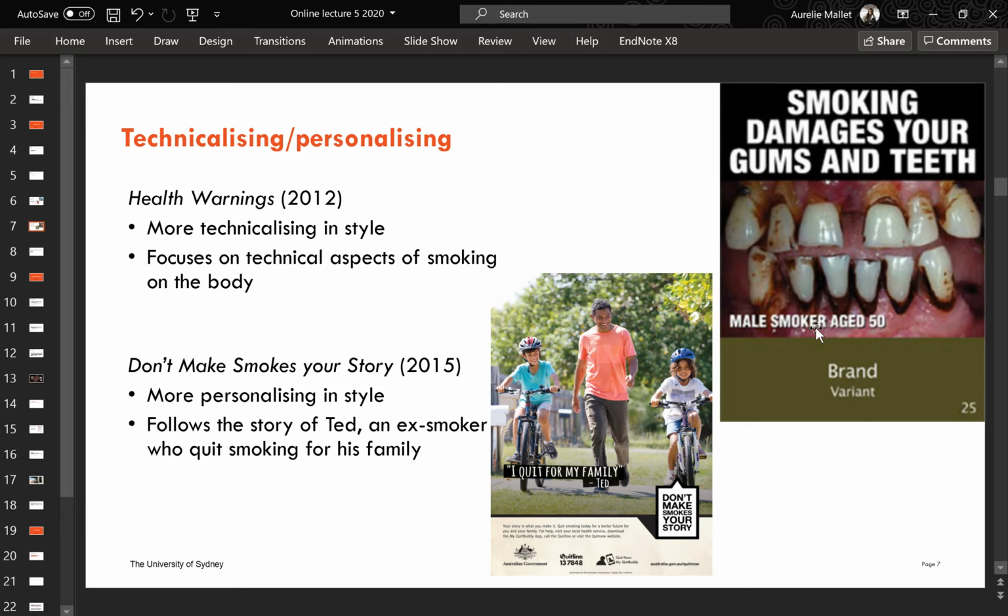the body, different limbs, different organs, while a personalizing campaign like the Don't Make Smokes Your Story campaign tends to focus more on the people aspects of quitting, so less of body parts and limbs and organs, and more focusing on people, so more images of people, and it tends to focus more on the individual, so how quitting has affected Ted or benefited Ted, instead of how smoking affects people just in general.